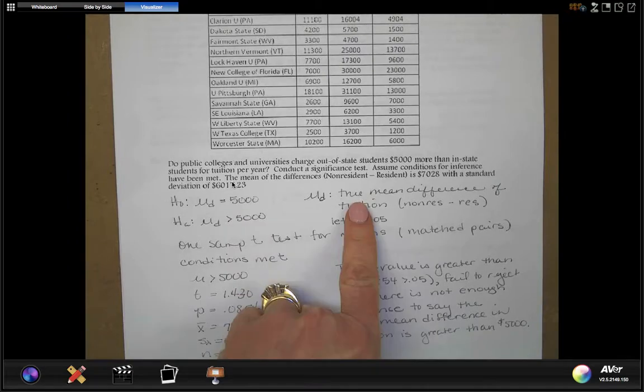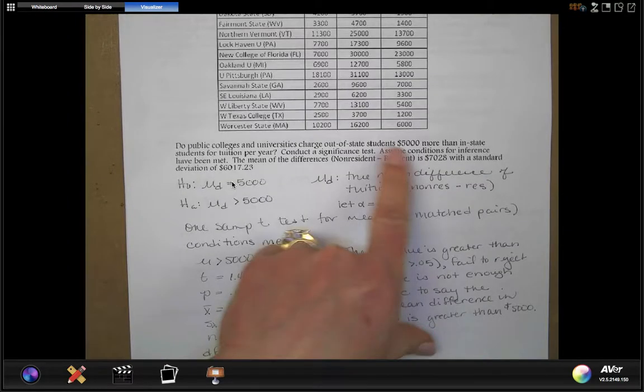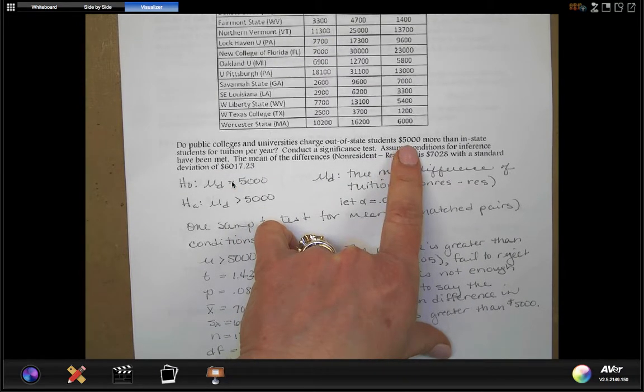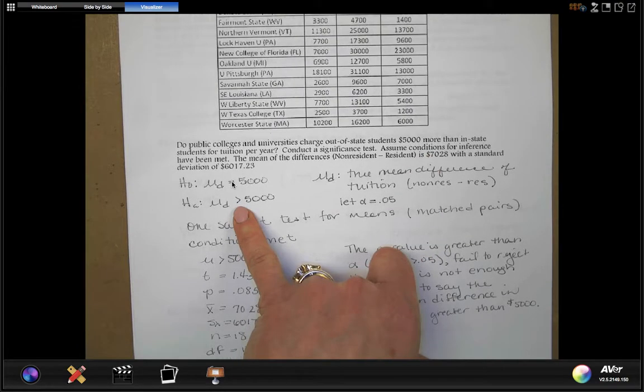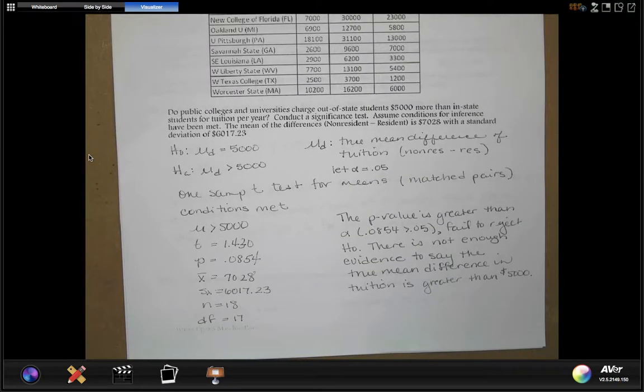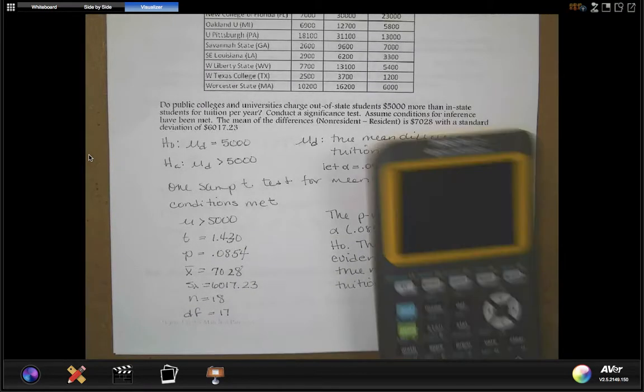So here I have the true mean difference of tuition, and I have non-res minus res. I had already calculated the mean and standard deviation for you. And we want to know if it's $5,000 more. So I want to know if non-res minus res is greater than 5,000. Okay, so I go through here and I conduct that.